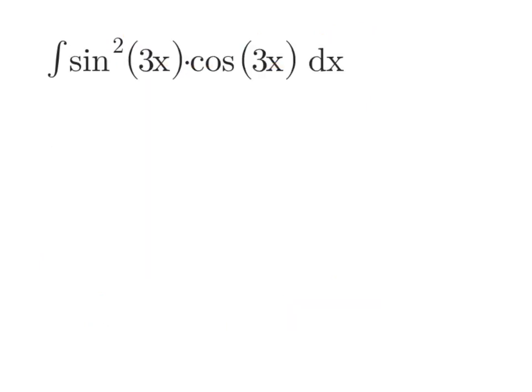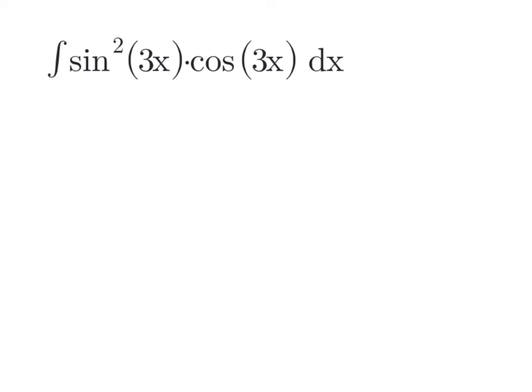How about one last example? This one looks even crazier because of all the trig functions that are happening. I got a sine squared of 3x times cosine of 3x. So it looks like I got a function inside of a function inside of a function and times another function. So a lot of things to keep track of.